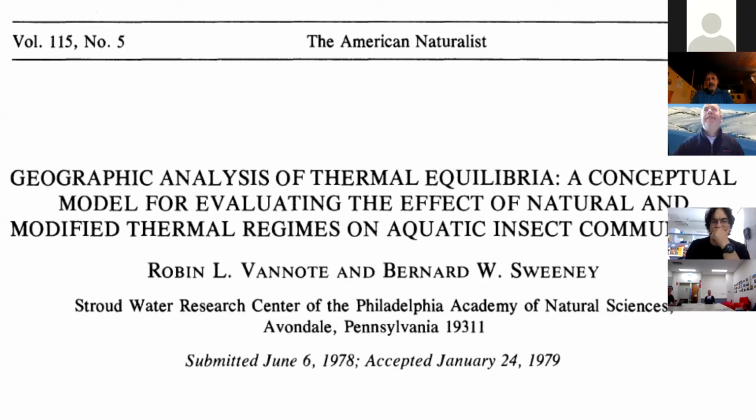Okay. So an alternative perspective on thermal limits, or at least on how organisms perform over a range of temperatures, was articulated in this really important paper from back in 1980. When I was a student taking stream ecology, I read this paper. This is Bern Sweeney's work when he was a PhD student, and he was a student of Robin Vannote, and you would probably know his name as the person who invented the river continuum concept. So very heavy hitter in stream ecology.